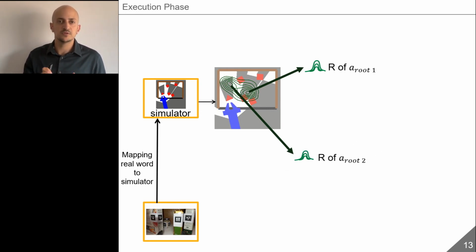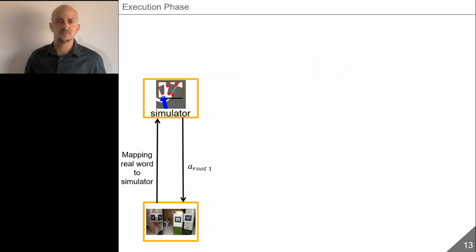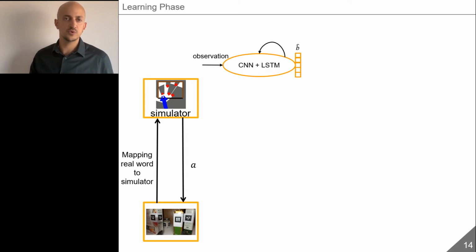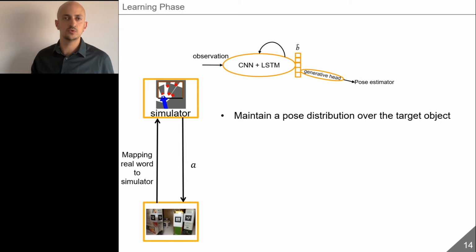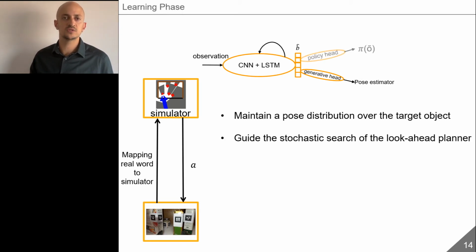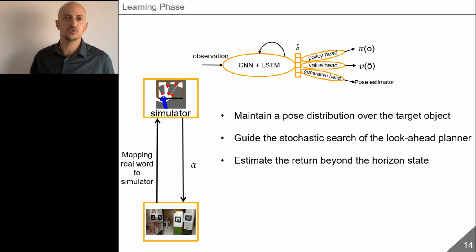Then the last step consists of picking the action that maximizes the return with respect to both the probability of the rollout and the probability of the location of the desired object. So let's recap now what we use the neural network for. First, we use this generative head to maintain a distribution over the location of the desired object. Second, we use this policy head to guide the stochastic search of the look-ahead planner. And third, we use the value head to estimate the return beyond the horizon states.